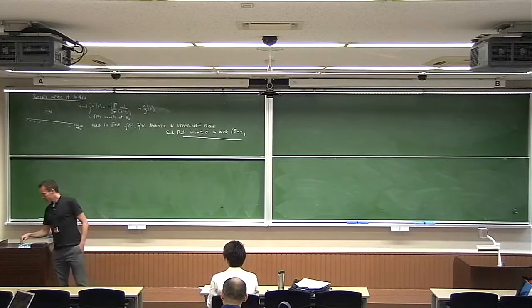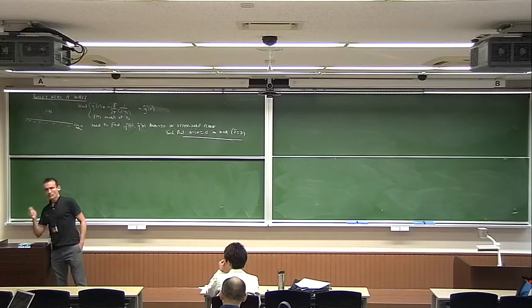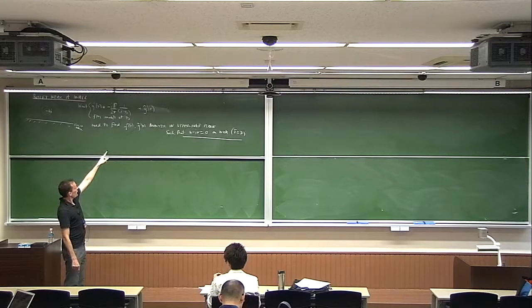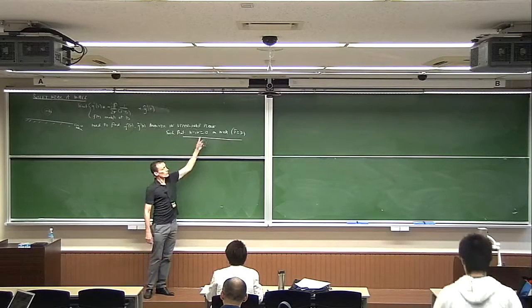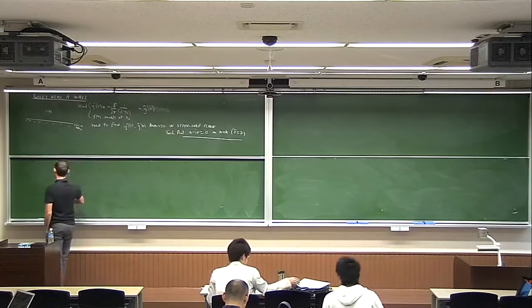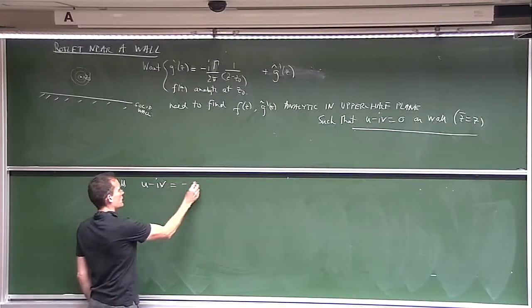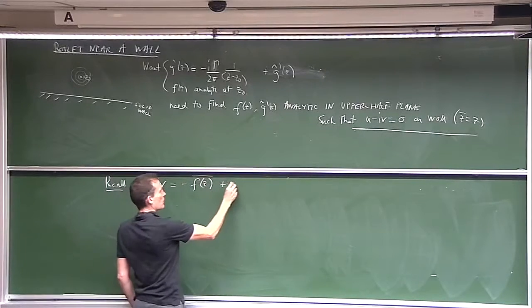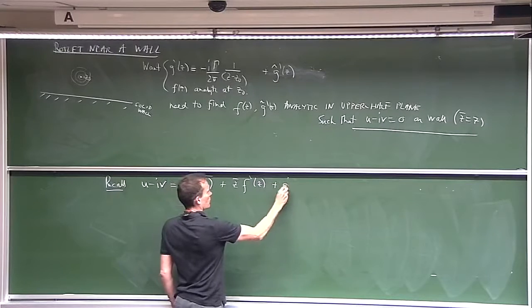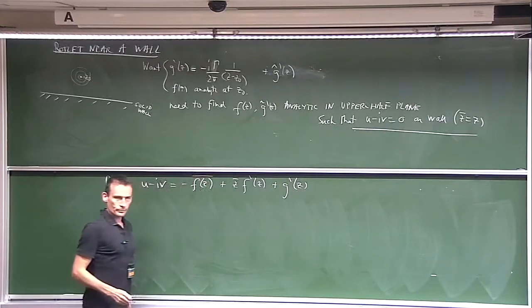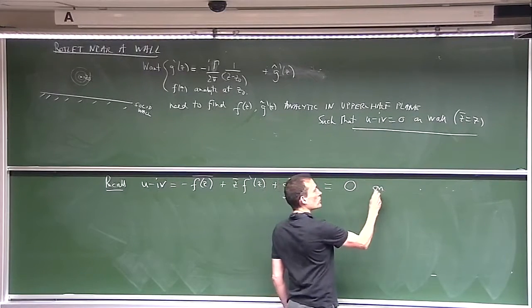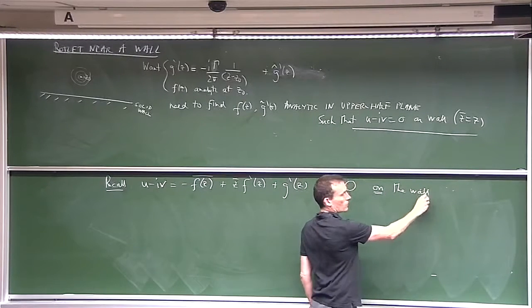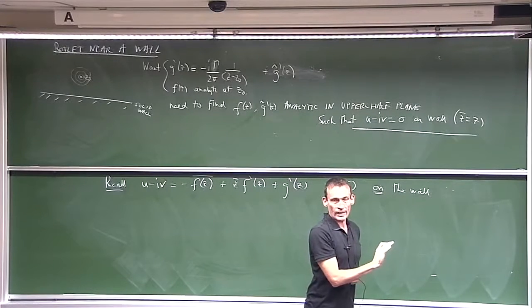Okay, let's see what we can do with this. We need to find g hat prime and f, so that the no slip condition on the wall is satisfied. So let's recall, we know this now, we've seen it lots of times, that this is minus f of z bar plus z bar f prime of z plus g prime of z. And the whole point is this is equal to zero on the wall. That's the boundary condition, where z bar is equal to z.